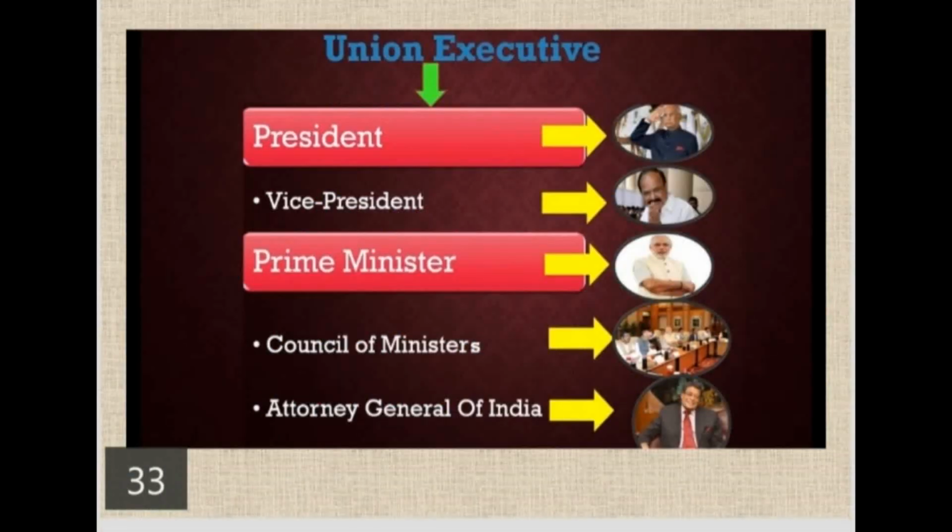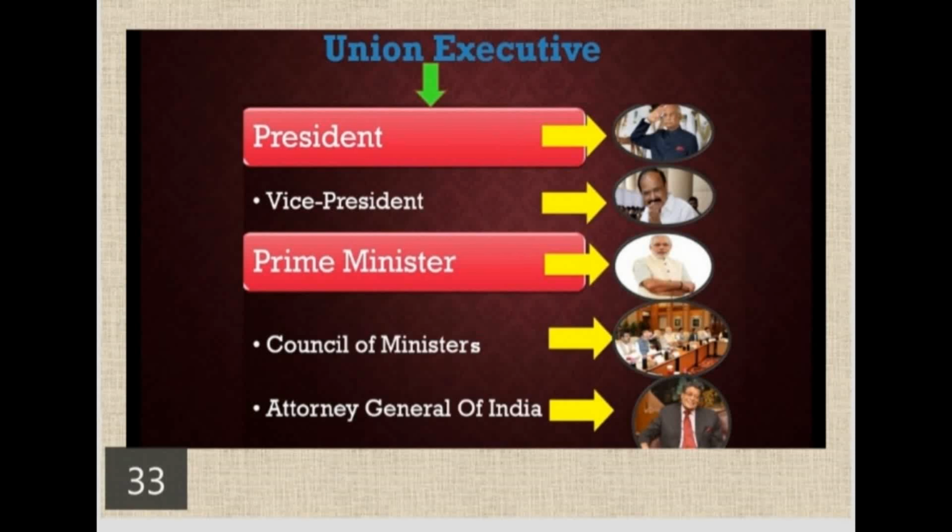So the next concept is the control of parliament over the executive. So how does the parliament control the executive? Here the word executive means people who work in the implementation of the policies of the government. Before knowing how the parliament controls the executive, let us learn who are involved in the union executive or the central executive.